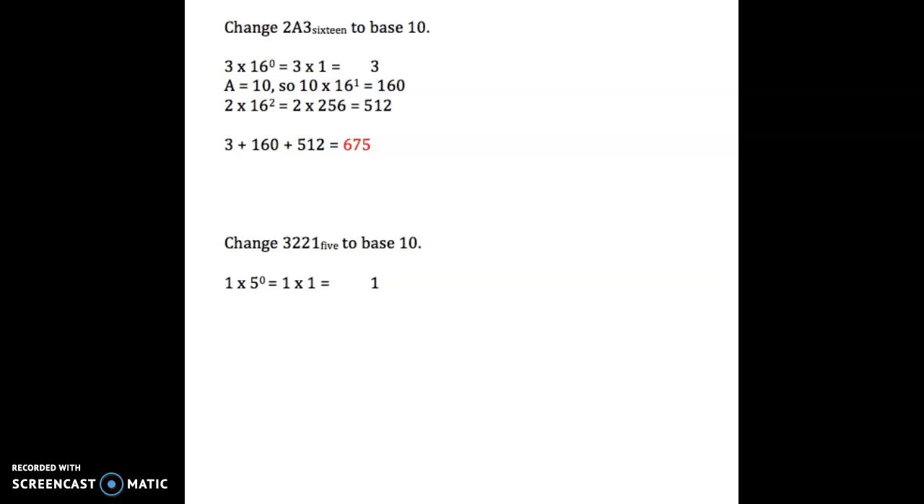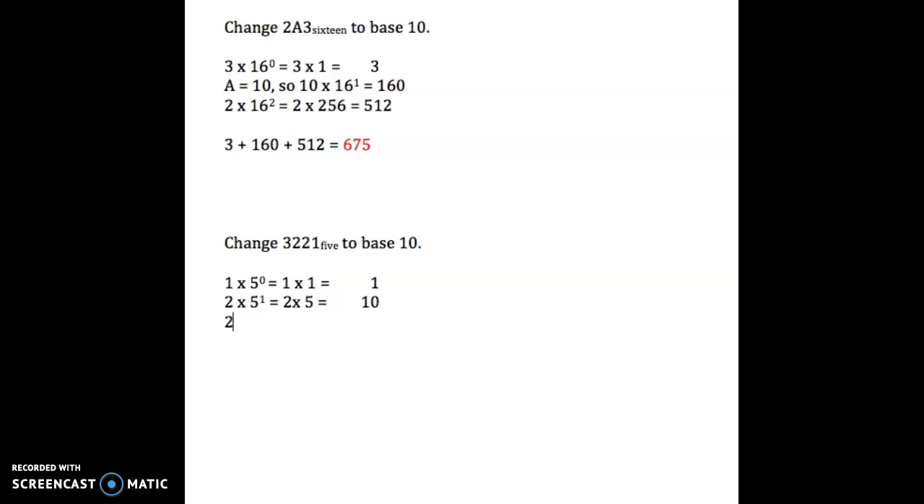The next place to the left, I'm just counting up my power, so this is going to be 5 to the first power. So I got 2 times 5 to the first power, which is 2 times 5, which is 10. So I get a total of 10 from that place. Now I'm going to bump out one more.